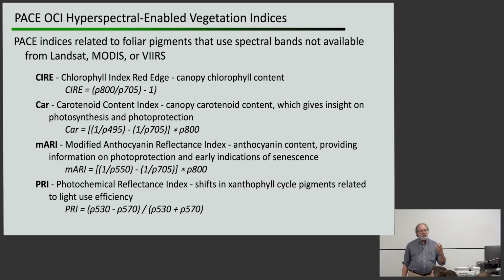Then there's the anthocyanin reflectance index. Anthocyanins are also useful for photoprotection. And then the photochemical reflectance index, the PRI, which is actually where that CCI came from. This is a hyperspectral version that we basically used MODIS bands to do, and that's what the CCI is. But it is related to xanthophyll cycle pigments, which are used for photoprotection and can be related to photosynthetic light use efficiency.